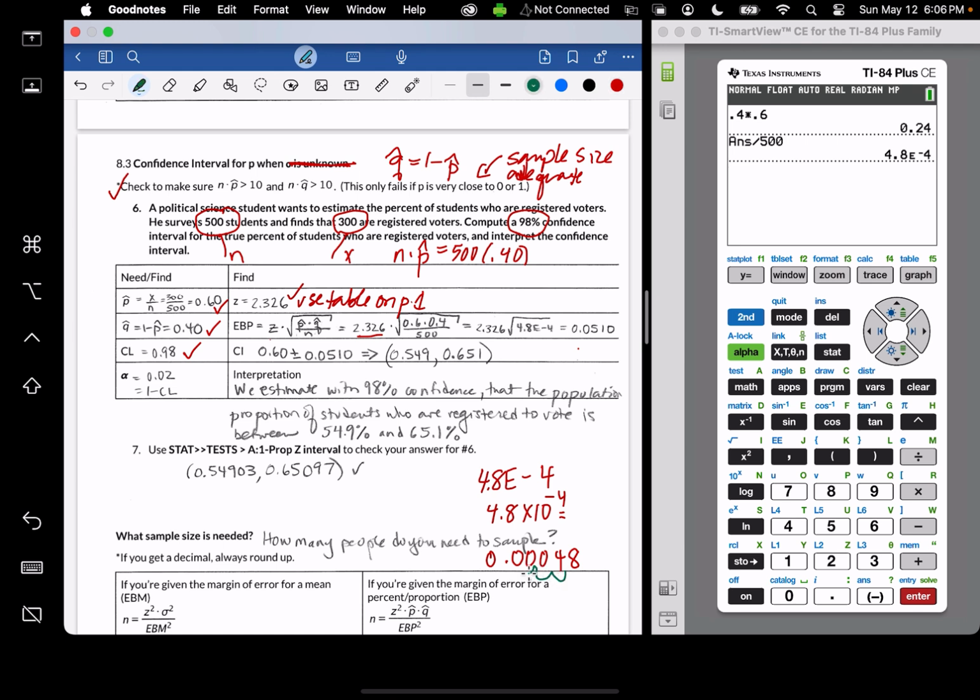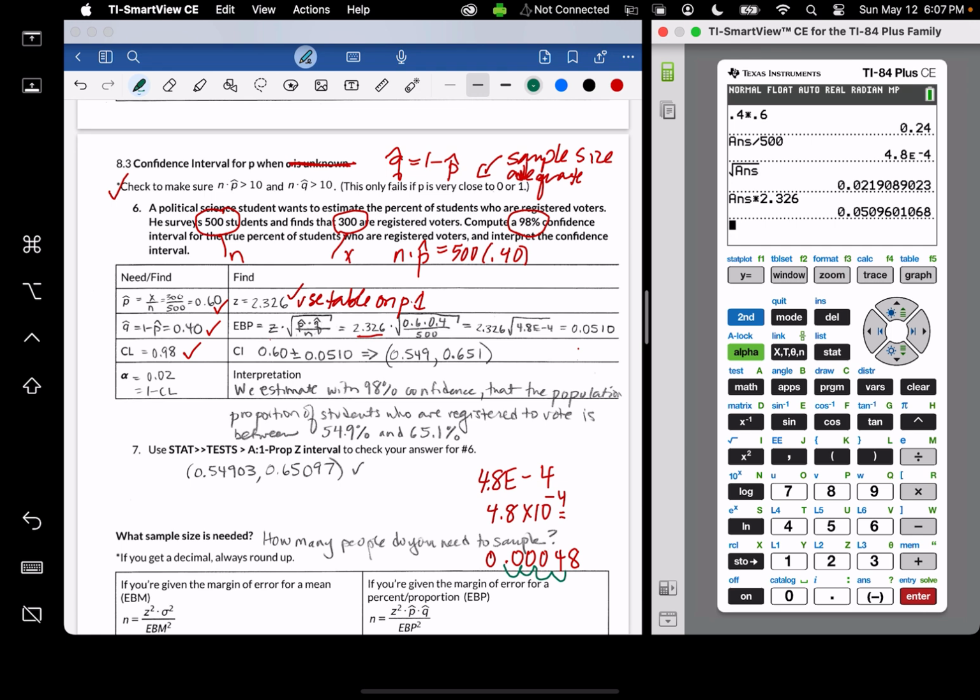There are 1, 2, 3, 4 jumps. You start at 4.8 and then you do 4 jumps to the left, which ends up with 0.00048. That's what this scientific notation number represents. I don't need to worry too much about that, but I do need you to know that that's a tiny number. Then we do second square root of the answer, enter, and then we multiply by 2.326, enter, and I just got my EBP.